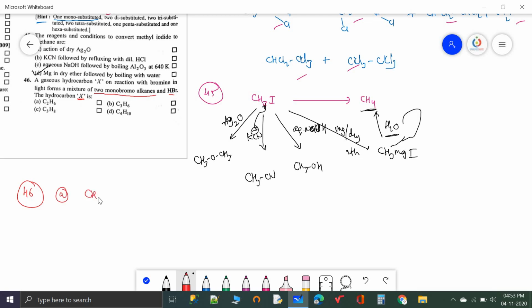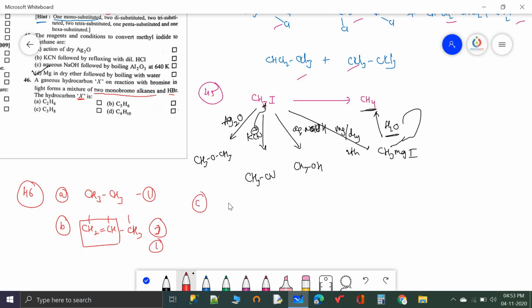Option A, that is C2H6, means CH3CH3. Only one compound is possible. Why? Because both carbons have the same hydrogens. And B, this is CH double bond CH single bond CH3. 3 different types of carbons are there, so you would get 3 different types of products. Moreover, actually these hydrogens will not be replaced because they are stronger. So only this carbon will be substituted, so you can expect only one product here also.